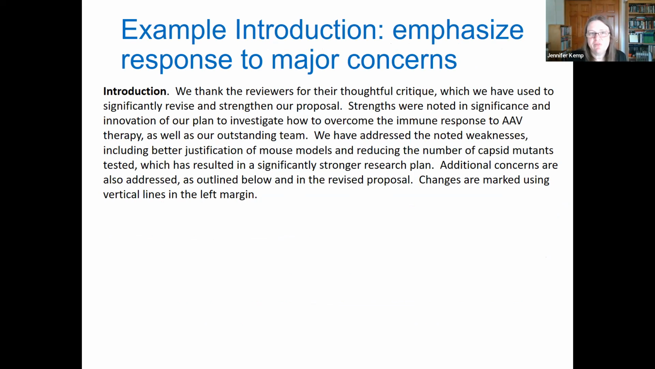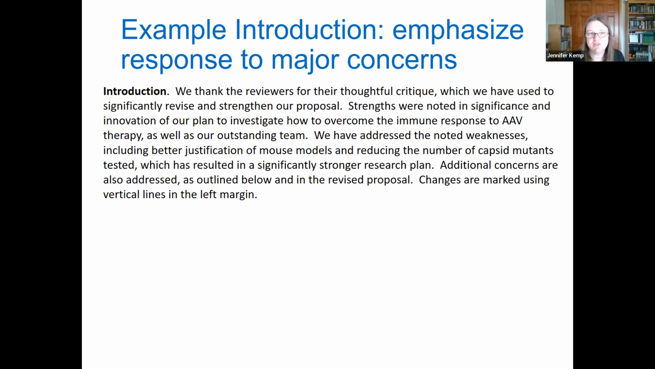So we thank the reviewers for their thoughtful critique, which we've used to significantly revise and strengthen our proposal. And you can say something like, strengths were noted in significance and innovation of our plan to investigate how to overcome the immune response to AAV therapy, as well as our outstanding team. And then go into the weaknesses. So we've also addressed the noted weaknesses, including better justification of our mouse models and reducing the number of capsid mutants tested, which has resulted in a significantly stronger research plan. So take that sentence to show the major things that you've done to address their concerns and conclude that, hey, this has really strengthened our proposal.